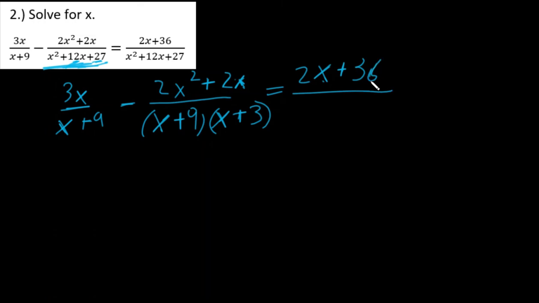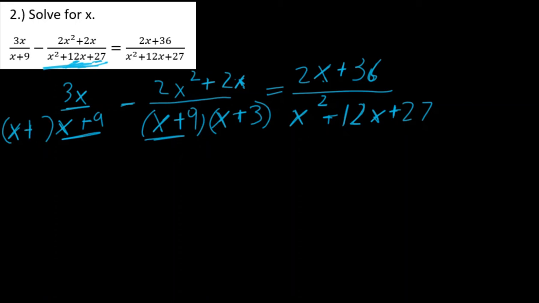It's a weird 6, but I promise it is, over this x squared plus 12x plus 27. Okay, so we have this, and now notice the only factor that we're really missing here, because we have this x plus 9 in common, is that this needs an x plus 3. So we multiply the bottom by x plus 3, and what we do to the bottom we of course have to do to the top. Well, there we have an x plus 3 as well.